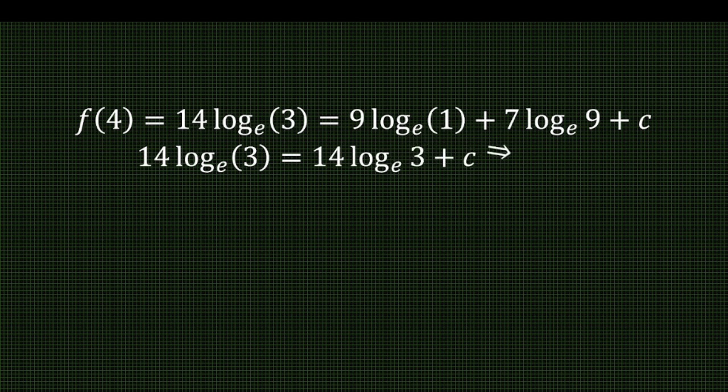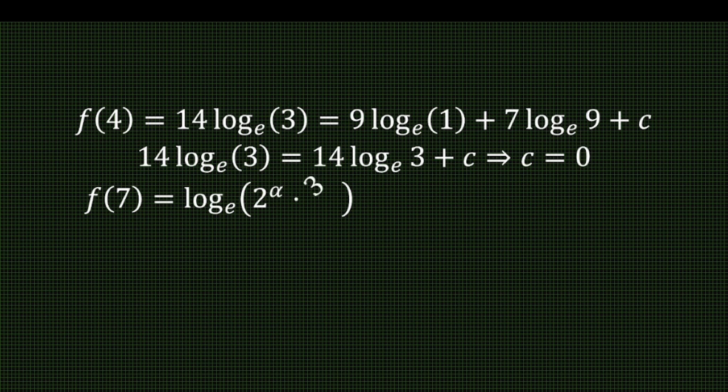Also, we are given x is equal to 7. Just substituting x is equal to 7 in f(x), we have 9 log of 4, and we are given log f of 7 is equal to log 2 to the power alpha into 3 to the power beta. And substituting x is equal to 7 in f(x), we have 9 into log 4 plus 7 into log 12. We can write 4 into 3 for 12.